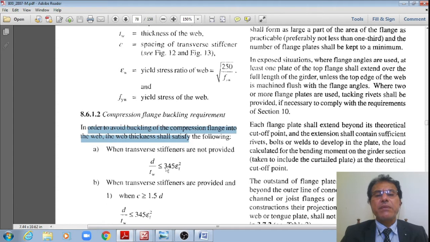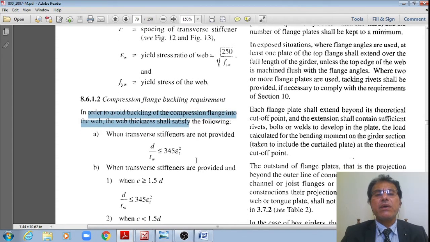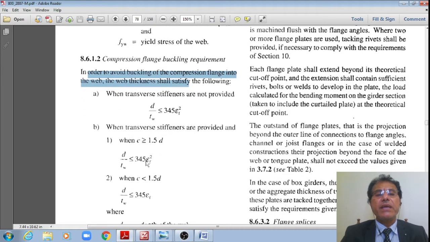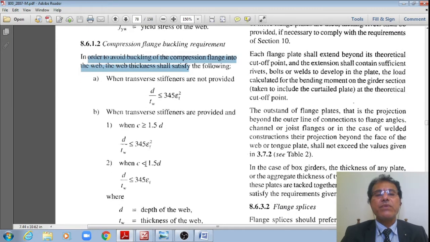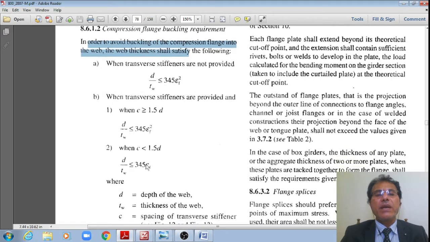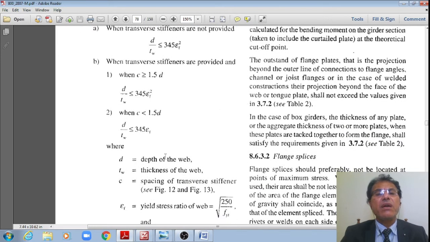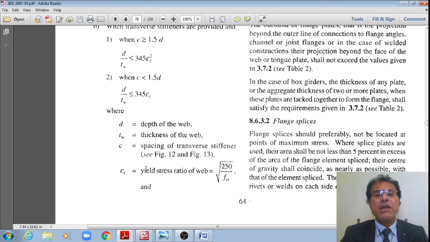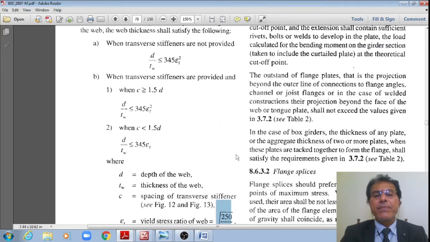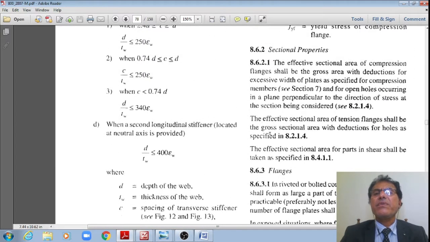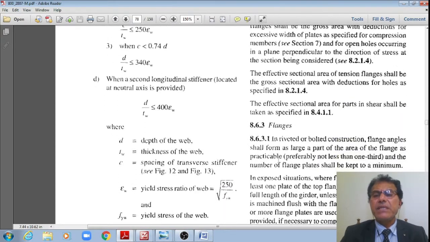When no transverse stiffeners are provided, then d by t_w shall be less than or equal to 345 epsilon_f squared. When transverse stiffeners are provided, when c is greater than 1.5d, then d by t_w should be less than or equal to 345 epsilon_f squared. And when c is less than 1.5d, d by t_w should be less than or equal to 345 epsilon_f, where epsilon_f is the yield stress ratio of the web given by the square root of 250 divided by f_y.